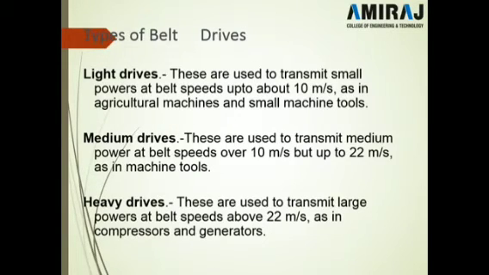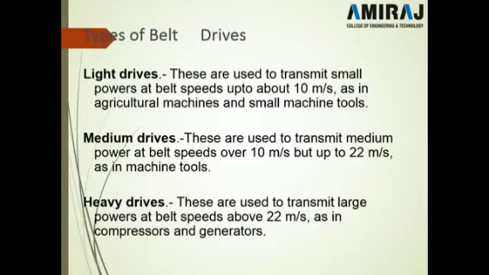Types of belt drive. There are mainly three types of belt drives. First is the light drives. These are used to transmit small power at belt speeds up to 10 meters per second, as in agricultural machines and small machine tools.